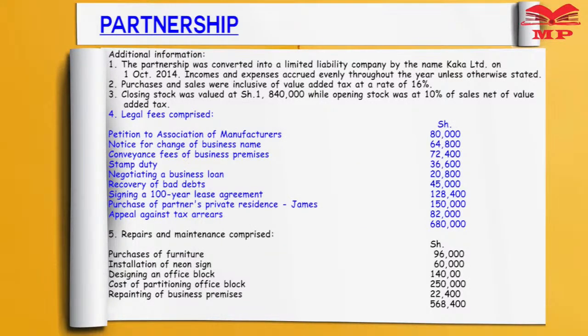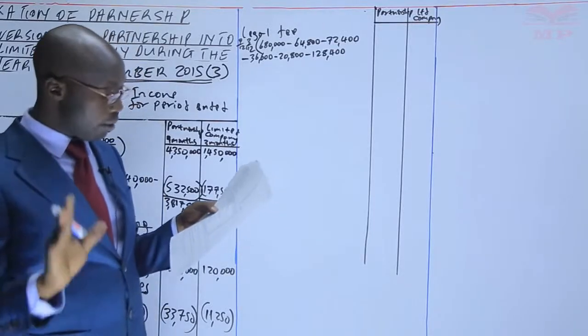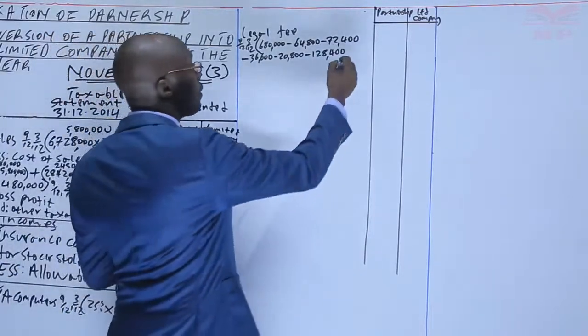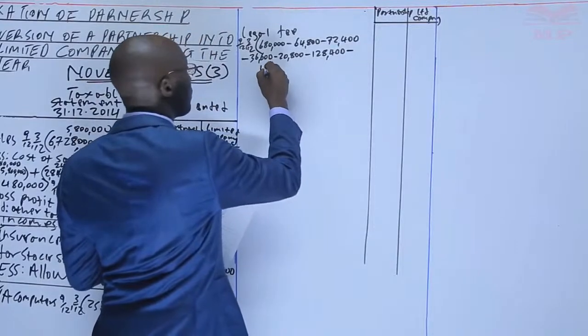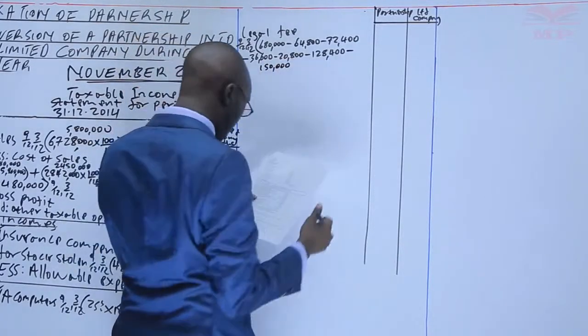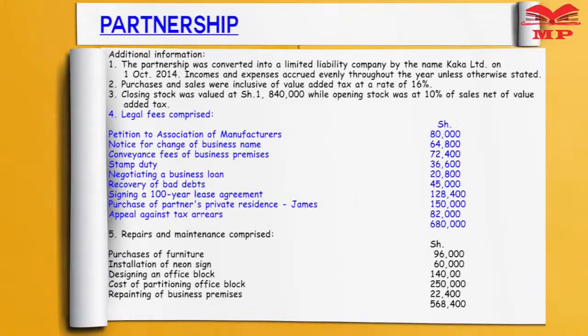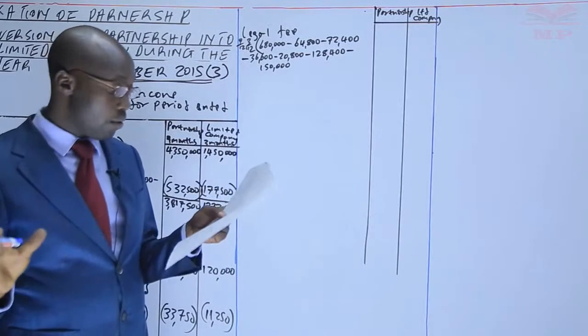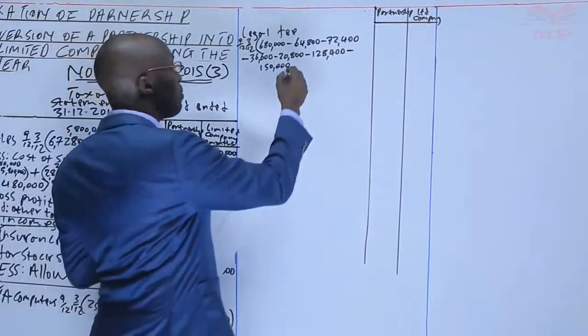After that, we have the purchase of the partner's private residence. We had said that any expense relating to the partners we don't allow. This is private, for the partners, we don't allow 150,000. The other one is appeal against tax arrears. We had said any expense relating to tax we don't allow. So this one is not. So minus 82,000.